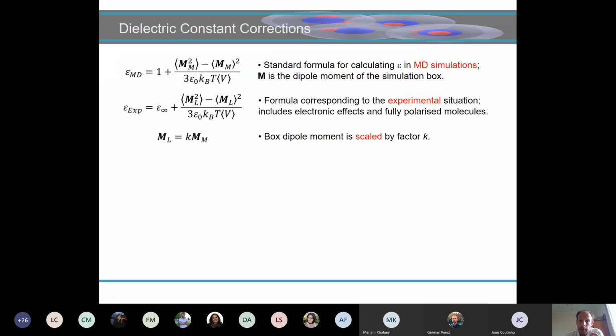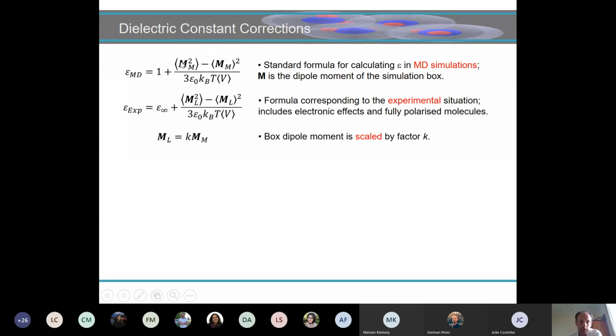So now I'm going to show you the two parts. The first is the dielectric constant corrections, and then I'm going to show solvation free energy. So the first is the dielectric constant. The first formula here, without going into too much detail, tells you how the dielectric constant is calculated from a classical MD simulation. It's basically computed from the fluctuations, this term here, in the total dipole moment of the simulation box.